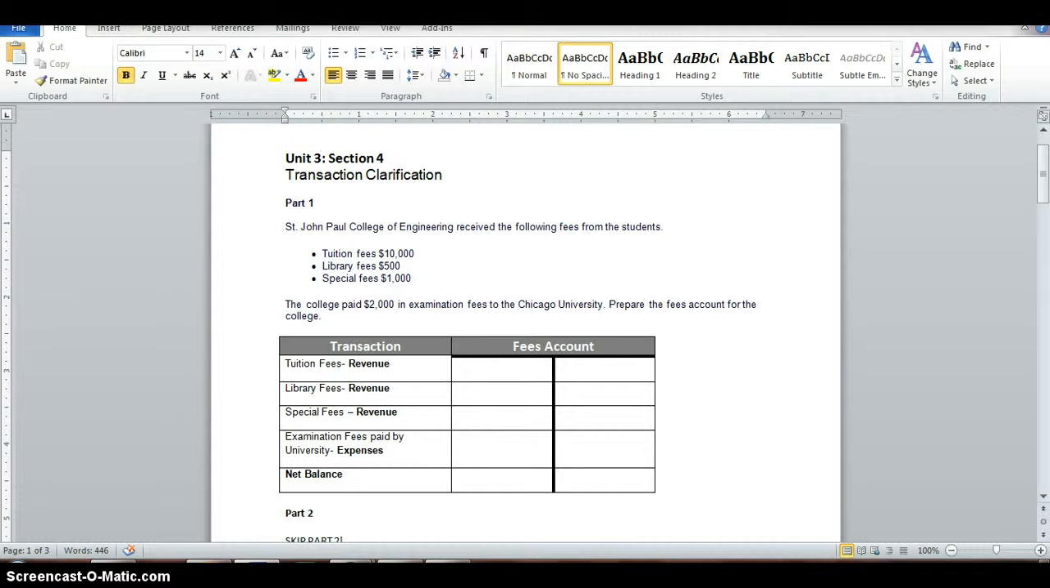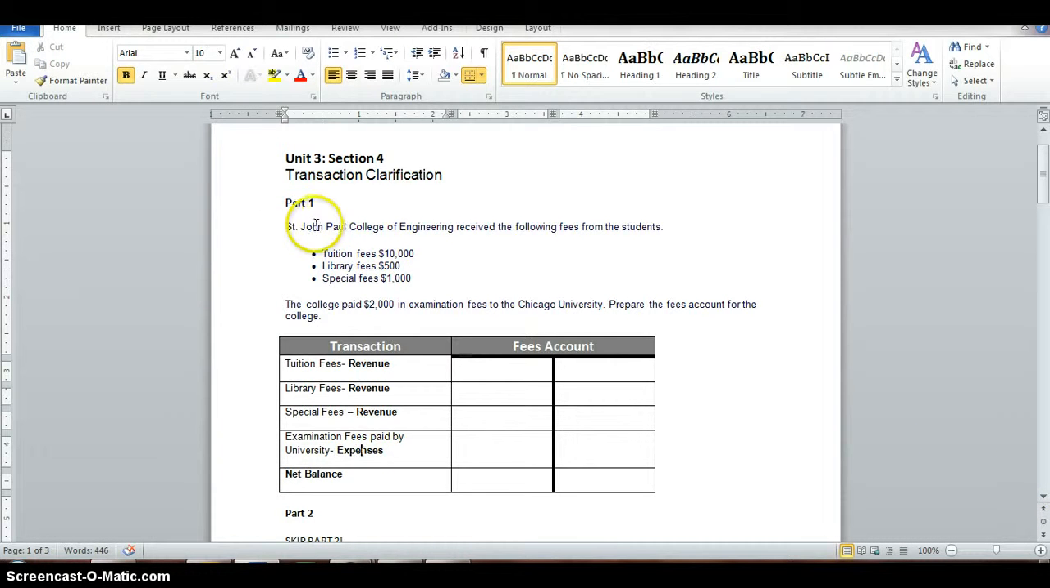Okay, for your assignment in Unit 3, Section 4, called Transaction Clarification, here's how you would go through Part 1. So we're looking at a fees account and revenue and expenses, okay? And then we're going to put the net balance there at the end.